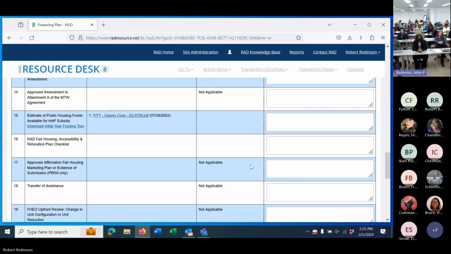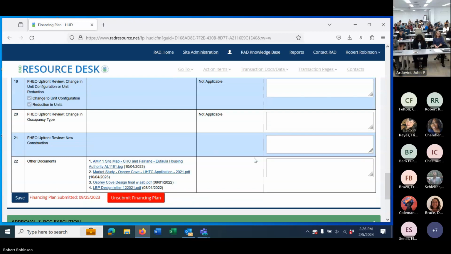So the estimate of public housing funds, this is usually a form that the PHA provides to indicate how much they have in both operating and capital funds, which they think should allow them to convert the project to RAD. We would sometimes go into the LOCCS system to make sure that what they have indicated in that initial year funding tool actually matches what's in the system. And believe it or not, some PHAs have put amounts there that they didn't quite have. But it's a different conversation altogether.